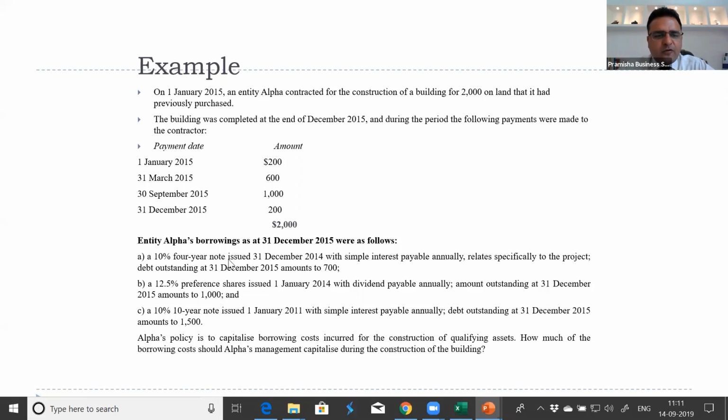So we'll take the average money being used on the project. Now there is a 10%, 4-year note which is specifically borrowed for this project, and debt outstanding on this is 700. So we can use 700 at the rate of 10% specifically borrowed for this fund out of the total average money which we're using on this project. For the remaining money we'll use a capitalization rate, like 12.5% and 10%. The average of these two rates will be used to capitalize. 12.5% and 10% are two different funds being used. So what is the total cost of both the funds? We'll take the average of the two and we'll charge that rate for the funds being used on this project.